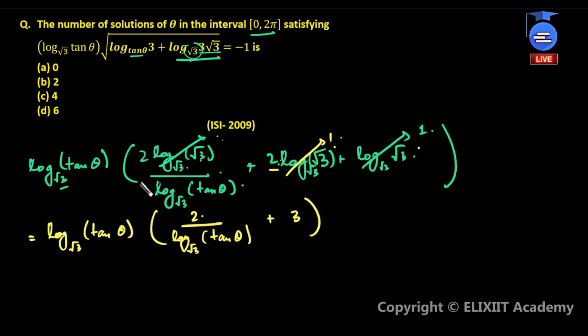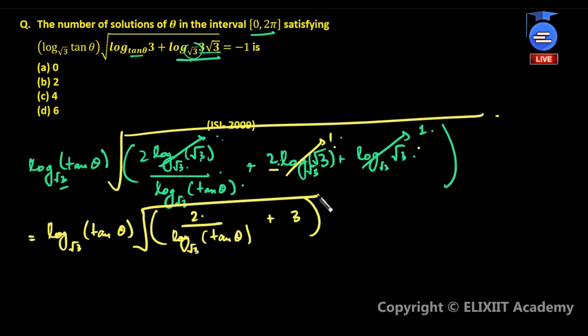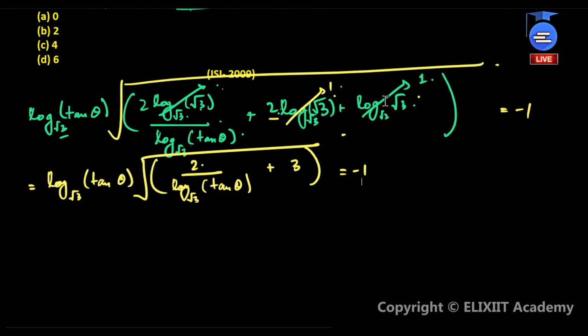Obviously, square root was also there. Do not miss out the square root. Square root was there. Do not miss out the square root. Okay. And since this was an equation, right hand side we had -1. This was -1. Now we have to further simplify this. We have to solve for theta.